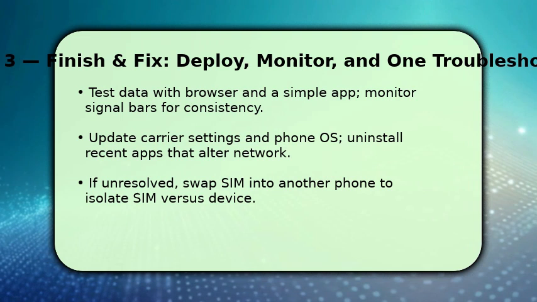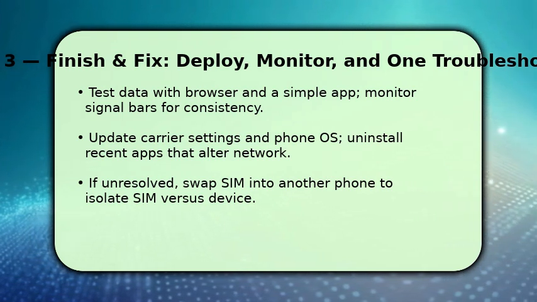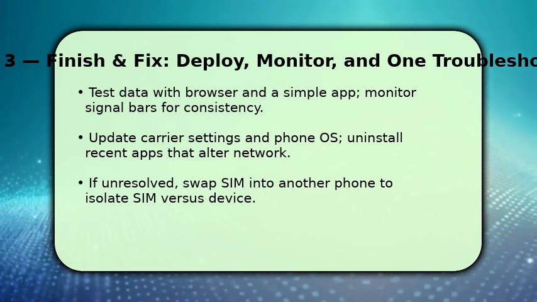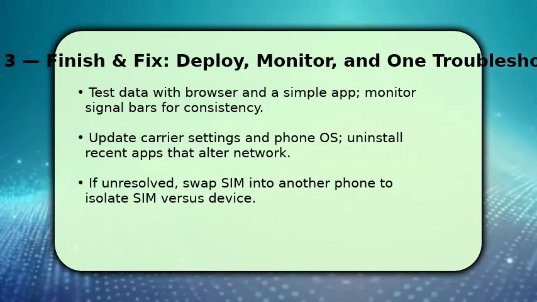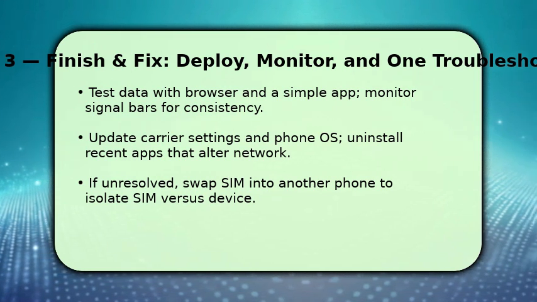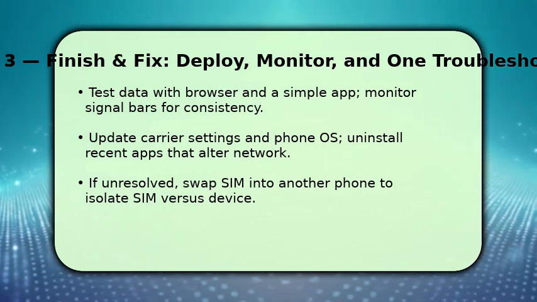If you recently installed VPNs, firewall apps, or battery optimizers, uninstall them and try again. These can block mobile data. If things still fail, try the SIM in another phone to determine whether the SIM or device is at fault.